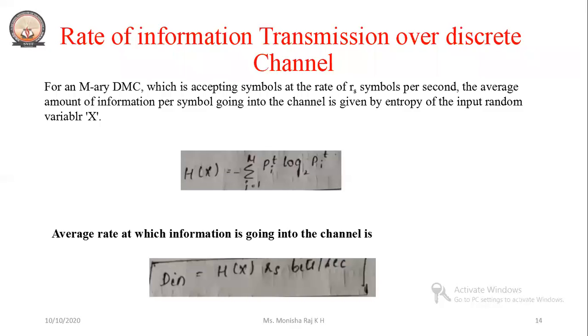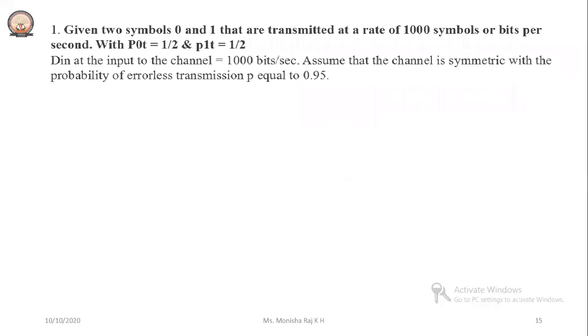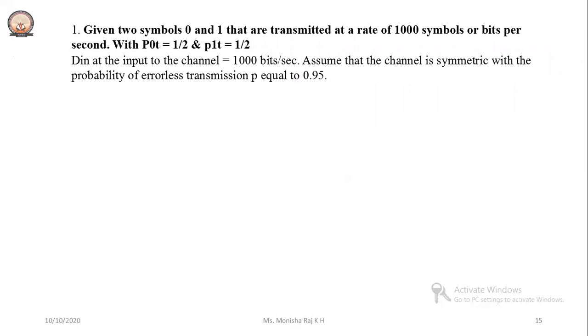Before we attempt to define the amount of information that is lost, let us consider an example. Suppose there are two possible symbols 0 and 1 that are transmitted at the rate of 1000 symbols per second with P(0) equal to half and P(1) equal to half. The source information rate Din at the input to the channel is 1000 bits per second. Let us assume that the channel is symmetric with the probability of errorless transmission p equal to 0.95.